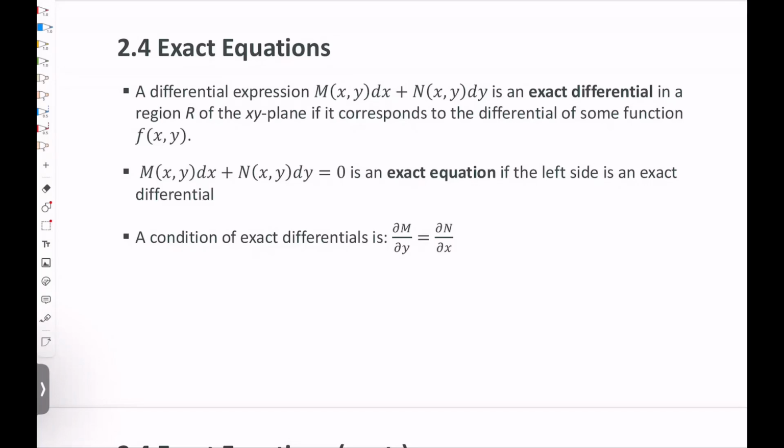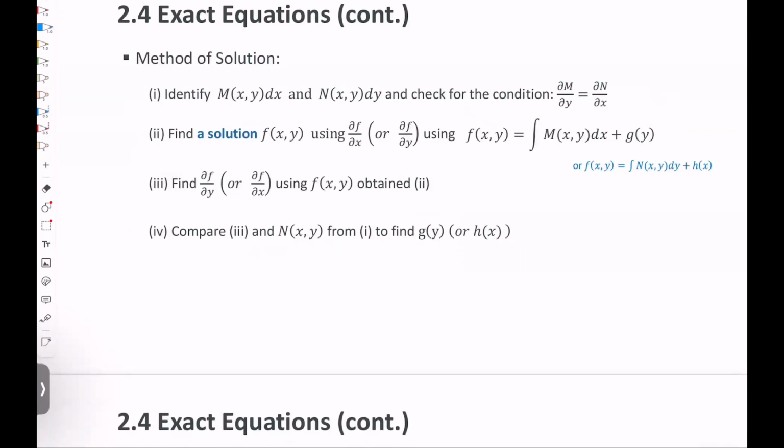Okay, so section 2.4, exact equations. A differential expression M(x,y) dx plus N(x,y) dy is an exact differential equation if this is the truth. If I ask you to solve the differential equation using the exact method, then you need to go through these four different steps. You need to identify M and N and find out whether it is exact or not.